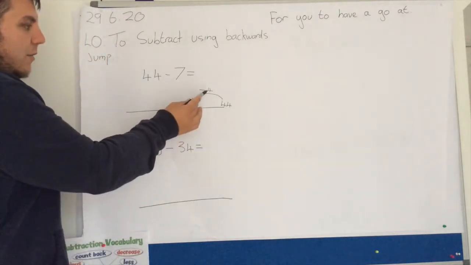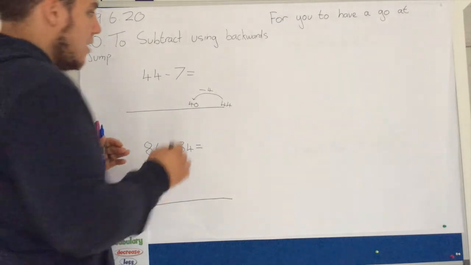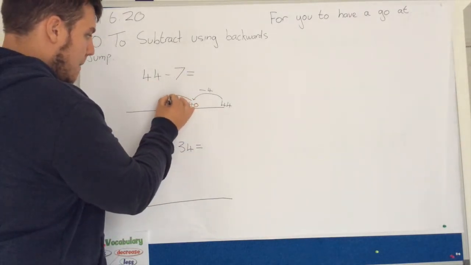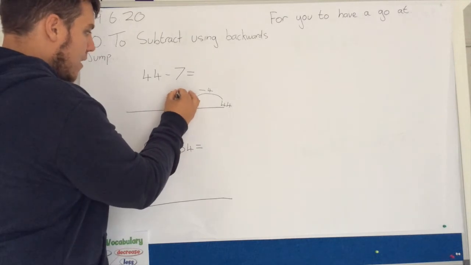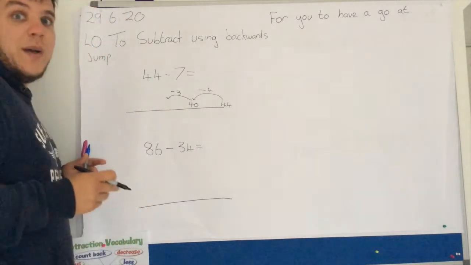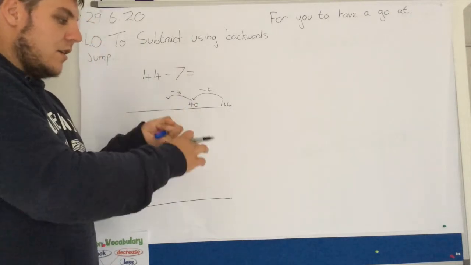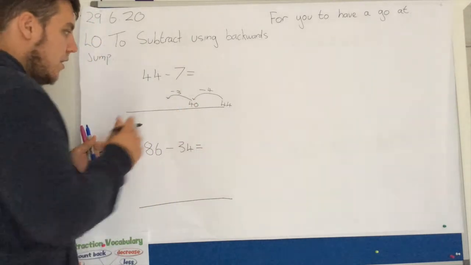If I've taken away 4, I've got another 3 to take away to make it the full 7. So I can do 40 take away 3. And now I can do that a number of ways. I might just know it and do it in my head. Or I could do 40, 39, 38, 37.